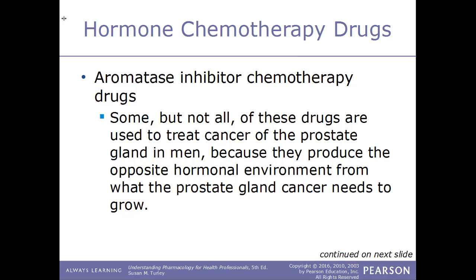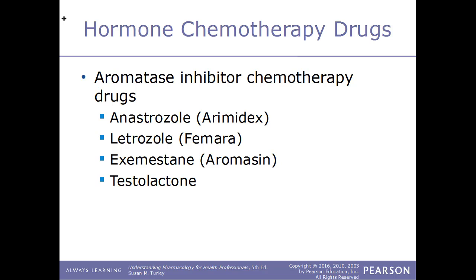Now some, but not all, of these drugs are used to treat cancer of the prostate gland in men because they provide the opposite hormonal environment that the prostate cancer cells need to grow. Some examples of this type of hormone chemotherapy drugs would include anastrozole, also known by its trade name Arimidex, letrozole, known by its trade name Femara, exemestane, known by its trade name Aromasin, and testolactone.